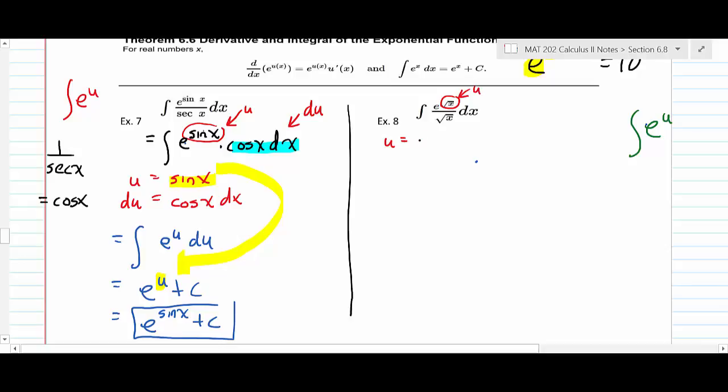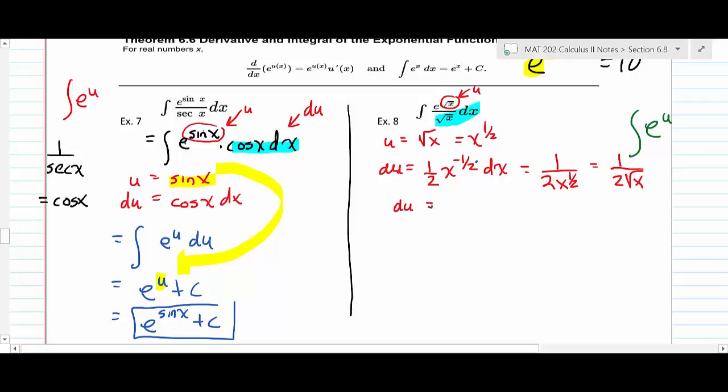So that would be just square root of x, and you could write that as x to the 1/2. And then when we do du, we'd like it to be what I highlighted in blue, or close. So if we do this, du is going to be 1/2 x to the negative 1/2 dx. So that will be 1 over 2x to the 1/2, and then that would be 1 over 2 square root of x. You can skip that middle step if you want to, because you can do a lot of this in your head. So anyway, I'd have du equals 1 over 2 root x dx.